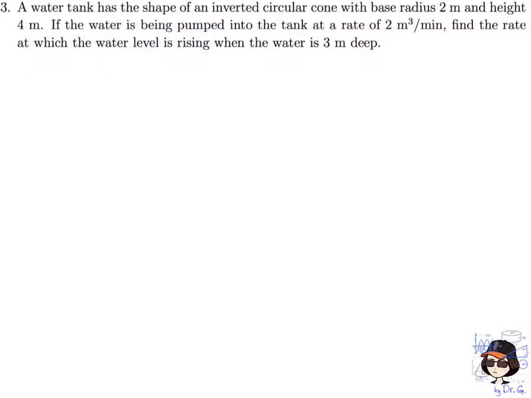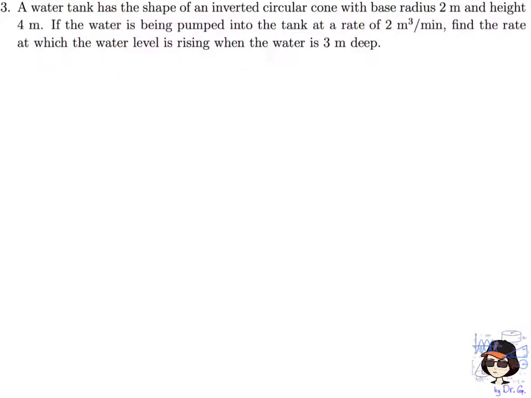So in this example, I'm going to use the steps and explain to you how to use them. So step 1 says read/understand the problem. So the problem says a water tank has the shape of an inverted circular cone with base radius 2 meters and height 4 meters. So inverted circular cone, you may not know what that means, but it's a cone, and because it's a water tank, it has to hold some liquid.